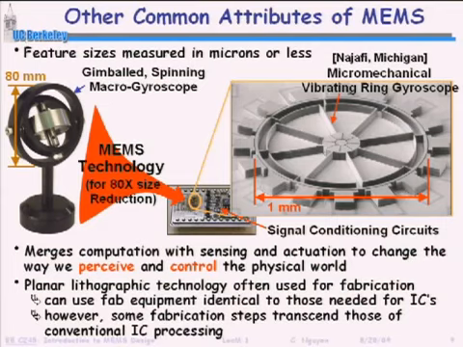This revolution that's going on, using sensor networks and that sort of thing, a lot of that is predicated on the ability to have a sensor technology that can be very small and very low power. MEMS technology is one of the technologies making that happen. Another common attribute of MEMS is that it uses planar lithographic technology for fabrication. You can use fab equipment identical to that needed for integrated circuits. So if you have a semiconductor processing fab, you can do MEMS. And that's what you're seeing across the world right now.